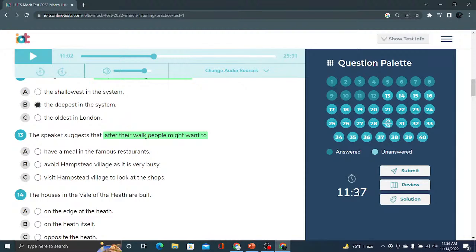So what do you think the answer would be? Have a meal in the famous restaurant? No, it's not the answer. Avoid Hampstead Village as it is very busy? No, it's not. Visit Hampstead Village to look at the shops. Yeah, that would be the answer.